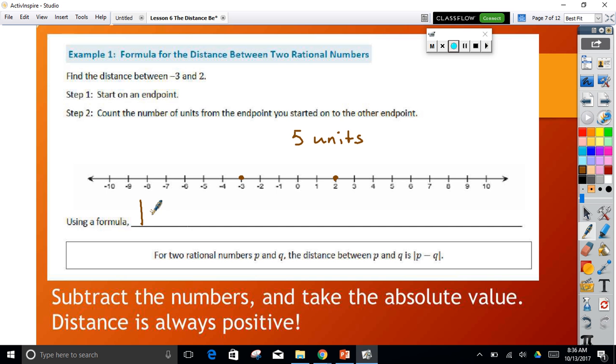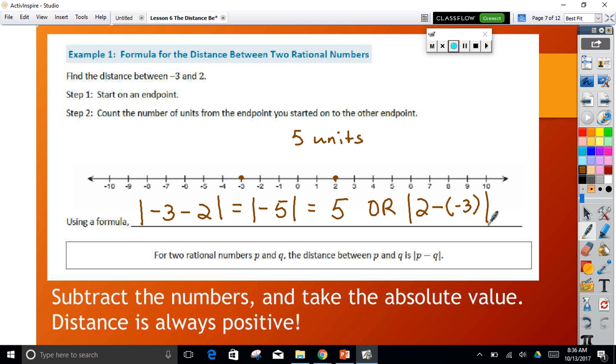So in this case, we would do negative 3 minus 2, or we could do 2 minus a negative 3. Either would work. The absolute value of that is negative 5, and the absolute value of negative 5 is 5. Or we could do it the other way. Doesn't matter which way we do it. We could start with the 2, and we could subtract a negative 3. In that case, this becomes 2 plus 3, which is 5, and the absolute value of 5 is just 5. So no matter which one you start with, if you find the difference between the 2 numbers and then take the absolute value of that, you're going to get the answer.